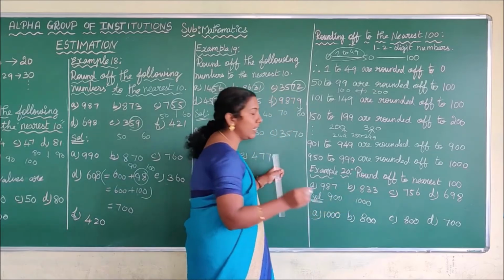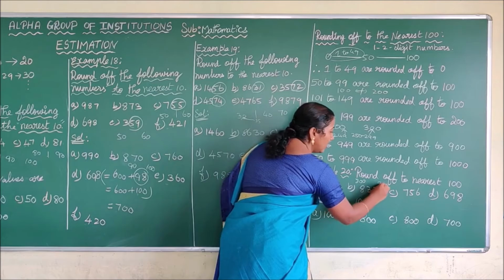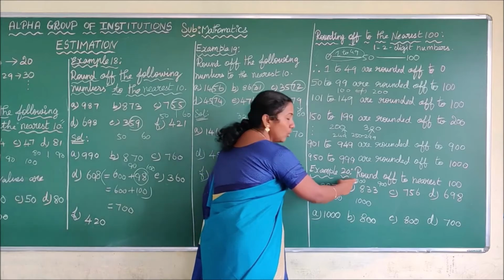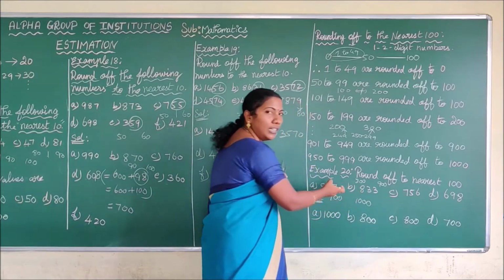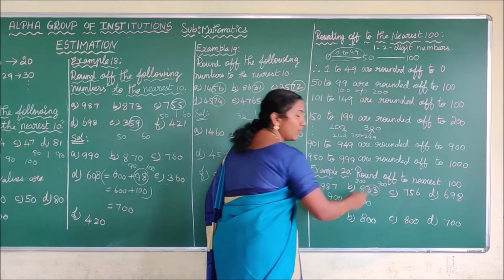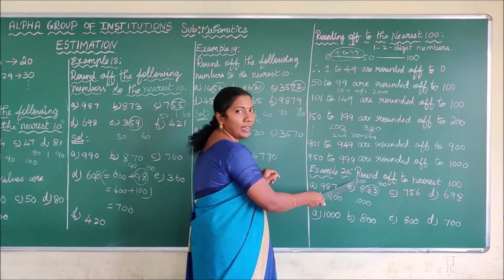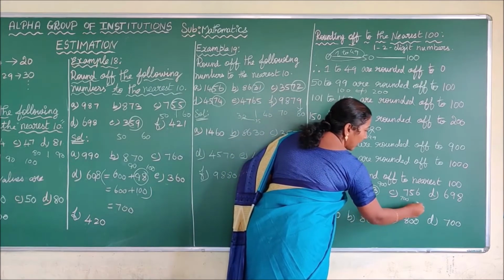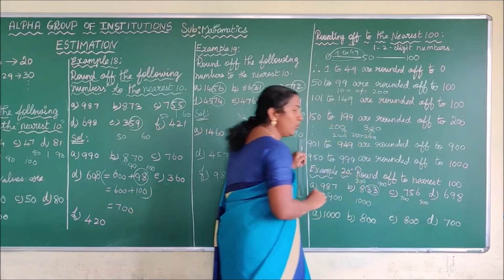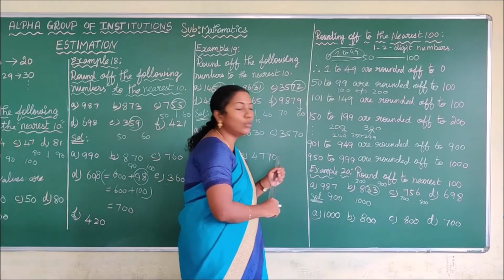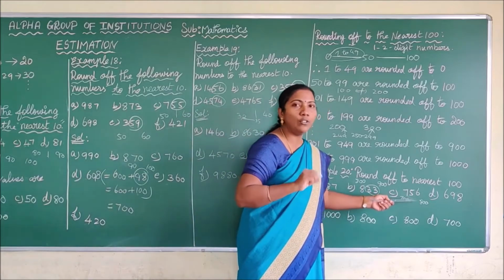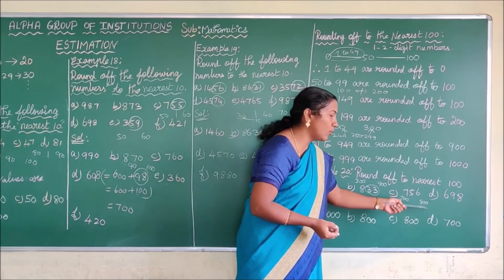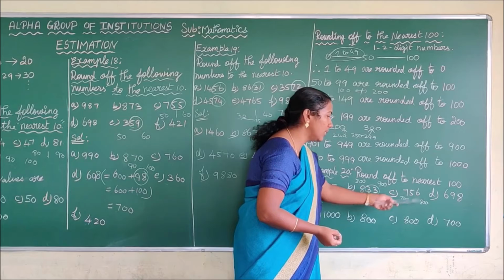833. 833 lies between 800 and 900. Numbers before 850 are rounded up to 800. So it is less than 850, because see here 33 is less than 50 only. So it is rounded up to 800. See the next sum. 756. 756 lies between 700 and 800. So up to 749 we round to 700, and from 750 to 799 we round up to 800. Thus 756 is rounded up to 800. Thus the round up value of 756 is 800.